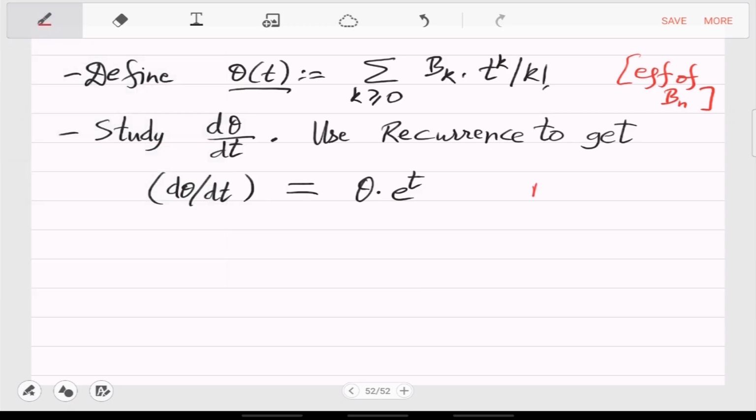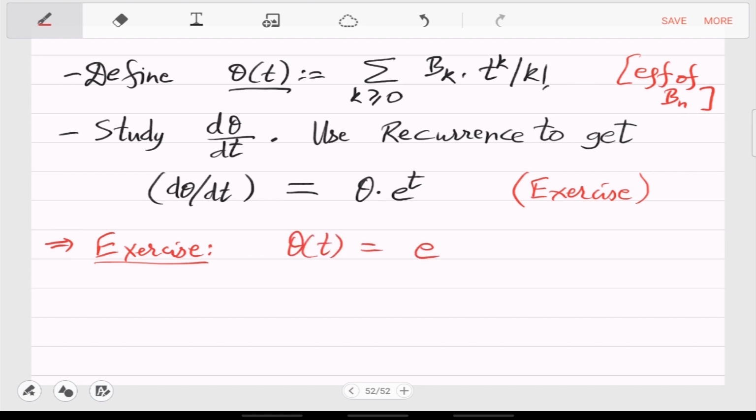What do you think is the solution? E to the power? E to the t. Yeah, almost that. So show that you get theta t to be e to the power e to the t minus 1.